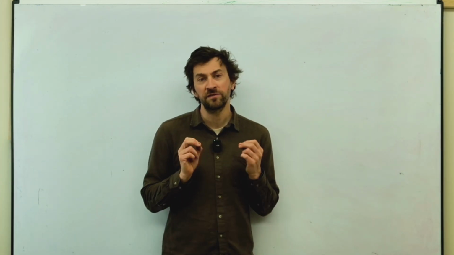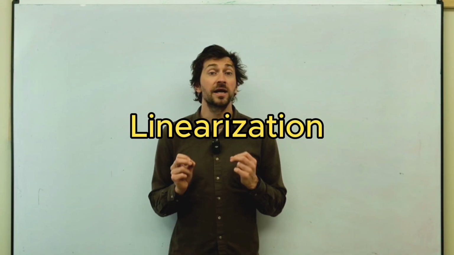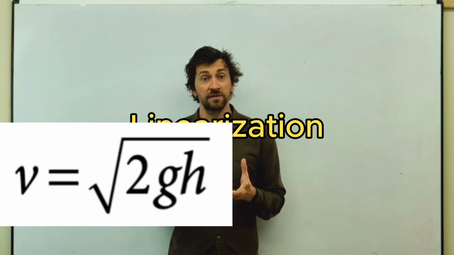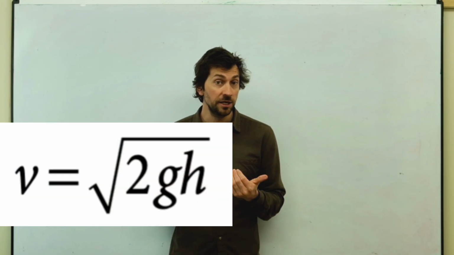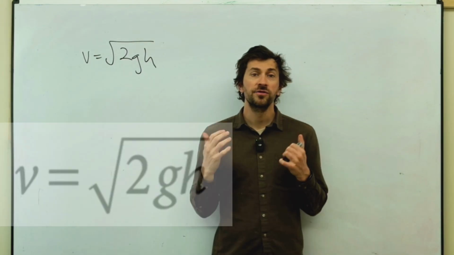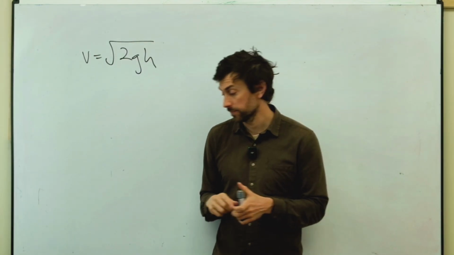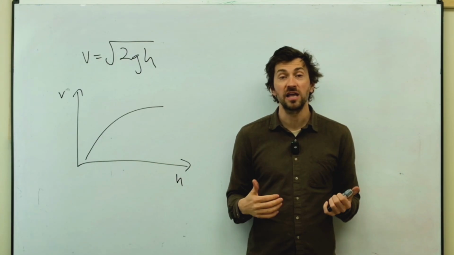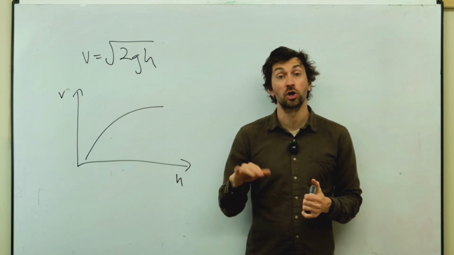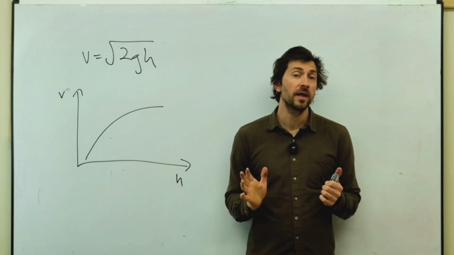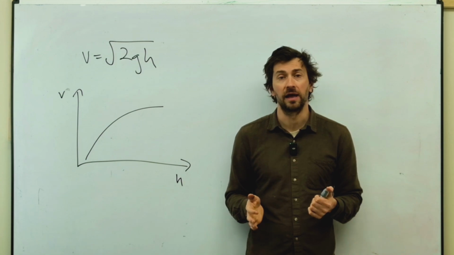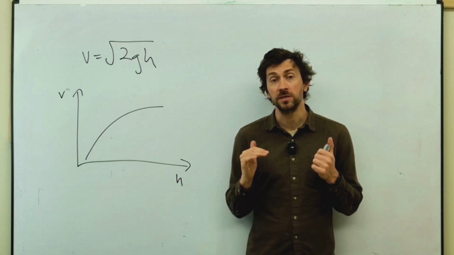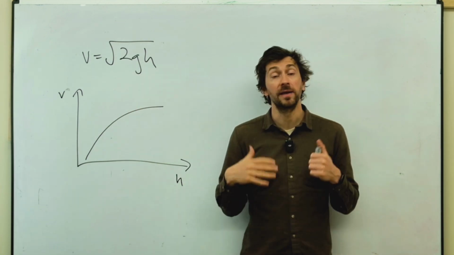So the key thing we have to understand for this is linearization. The function as it is given to us is not a linear function. This graph has a curve on it. If I graph the velocity as a function of h, it's going to go curvy-like. So you may have not studied that in math, you may have. But the idea is we want to massage this to make it linear.